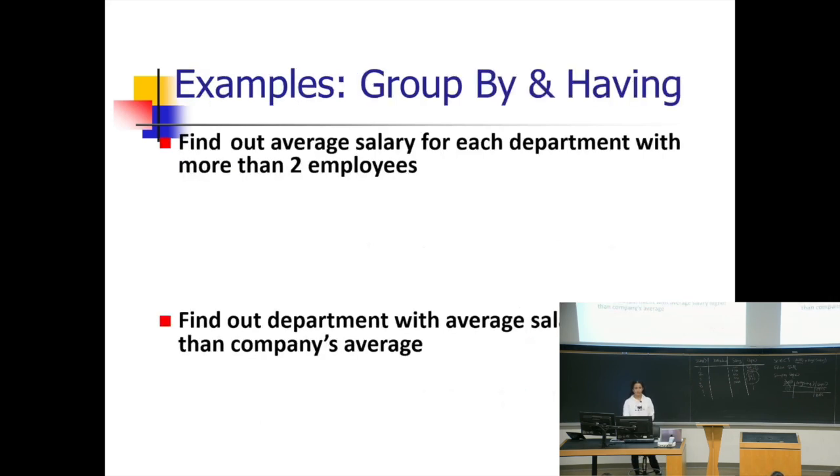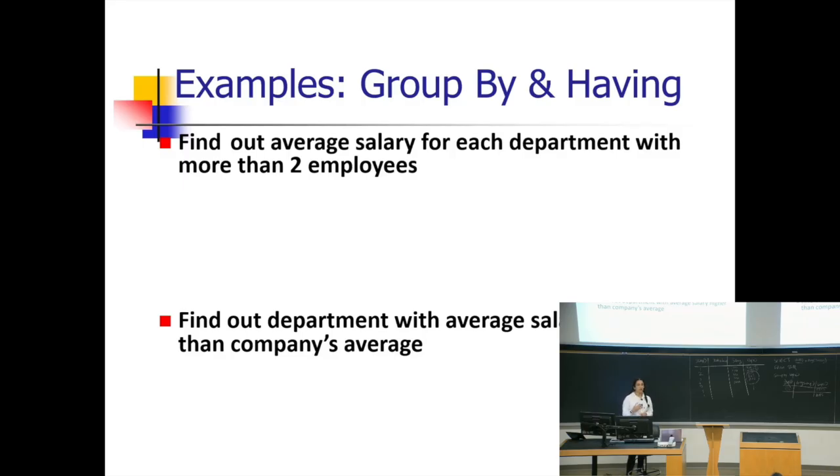For example, we want to find average salary for each department. Now, forget about the part with more than 2 employees, okay? This is the extra condition that I talked about. So, finding out average salary for each department, everyone should be able to explain that because I repeated this example 100 times. How can you find average salary for each department? Yes? Select average salary, and then you have to group by department name or department ID, right?